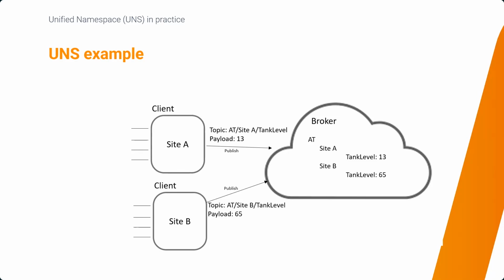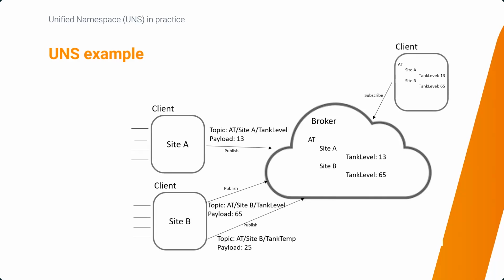Whenever these two clients are publishing, whenever we have a client that's subscribing to the data, it will receive all the data points. In this case, whenever site B, for instance, has a different topic, let's say a tank temperature, we can also publish that temperature to the broker. And the broker instantly adds the value to its setup. Whenever the client on the top right subscribes again to the values, it will immediately also get tank temperature.